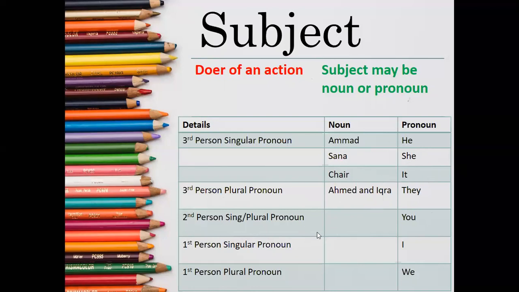This is the second person, singular and plural. You is used for the singular and the plural as well. Right now you guys are listening to the class, so you is used as the plural, and as well as the second person singular pronoun. I is the first person singular pronoun, and we is the first person plural pronoun.